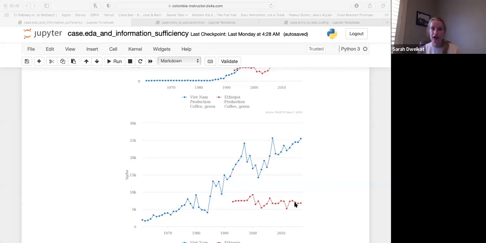And I mentioned climate impact. We should really look at future projections of Ethiopia versus Vietnam's climate. Soil capabilities, yeah, absolutely. What does the soil composition even look like? We can get super specific.